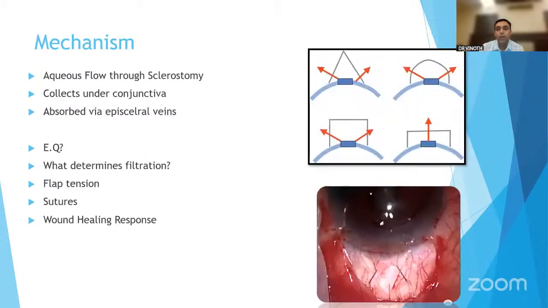Some people take a rectangular flap and some people take a triangular flap. So the flow depends on that accordingly, and the flow goes and collects under the conjunctiva, and it is absorbed by the episcleral veins. So what are the exam questions mostly in this case? What determines the filtration, how do you determine the flap tension, when do you go for a suture release, and what would be the wound healing response? So these are the exam based questions.